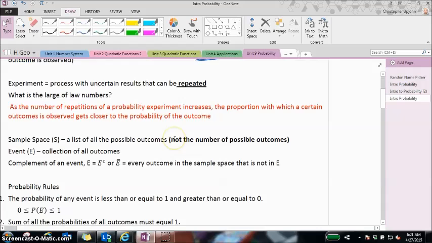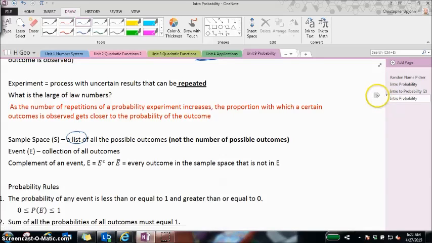Our sample space is a list of all the possible outcomes. Not the number of possible outcomes, but a list. For example, flipping a coin, it's either heads or tails. Rolling a die, it's 1, 2, 3, 4, 5, or 6. An event is a collection of outcomes.